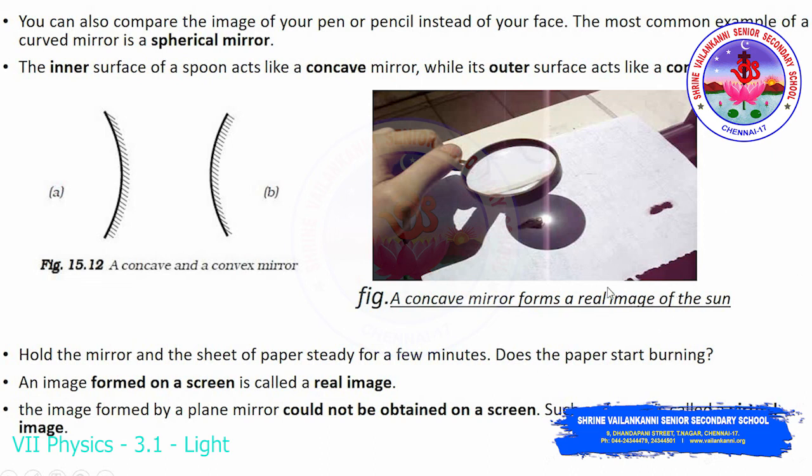But in a convex mirror you cannot see the real image of the object. You will be able to see only the virtual image of the object. So this is the difference between concave and convex mirror.